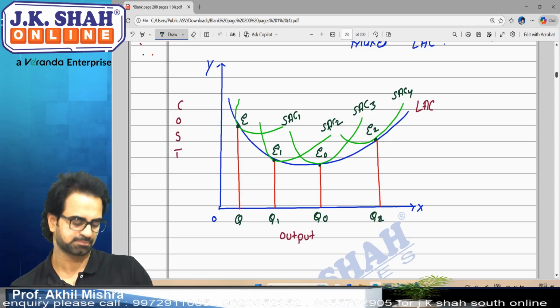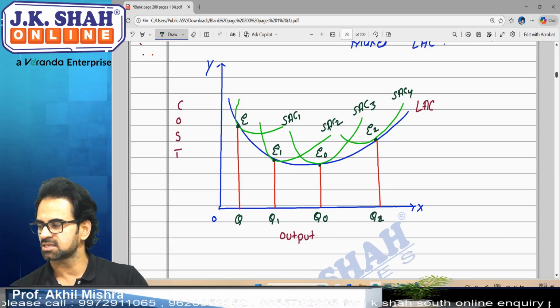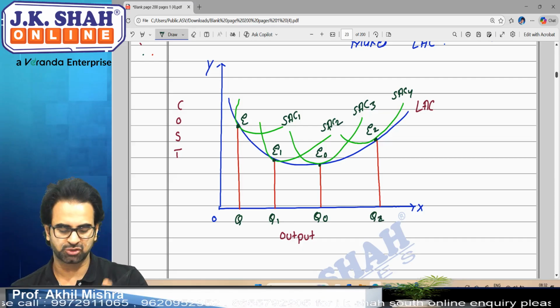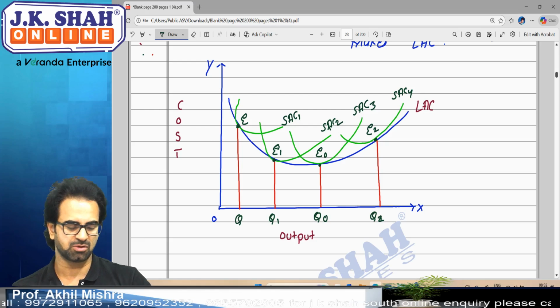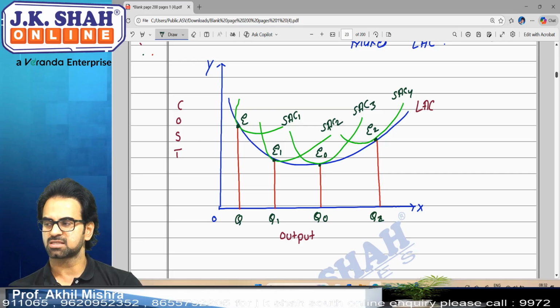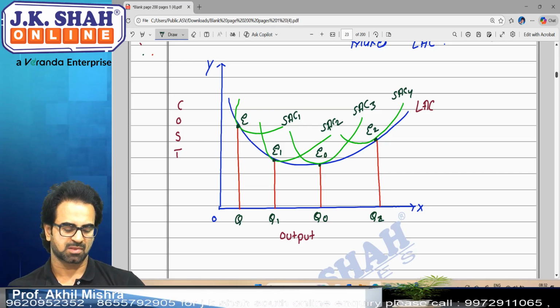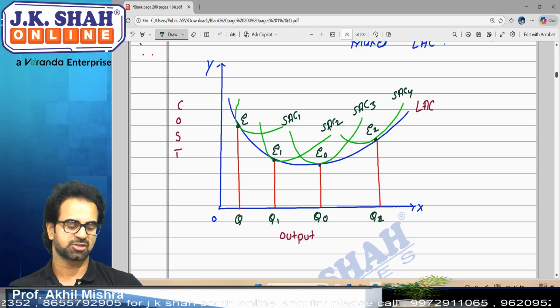You understand? What I did is nothing. I draw lots of SAC, and when I joined a lot of SAC, you got the curve which you call LAC. If you see the nature of SAC and LAC, both are exactly the same. There's no difference at all. Yes or no? The shape of SAC and the shape of LAC is the same.